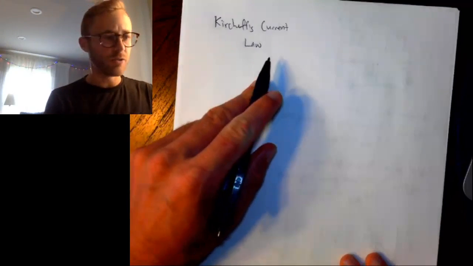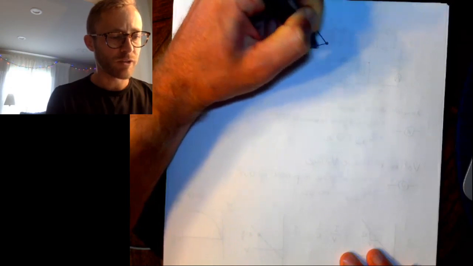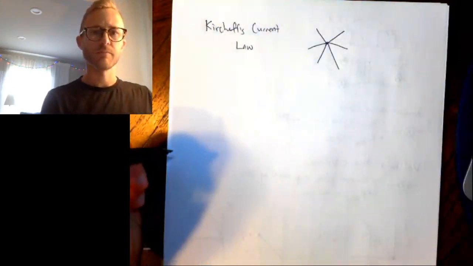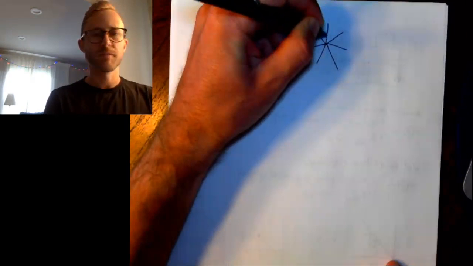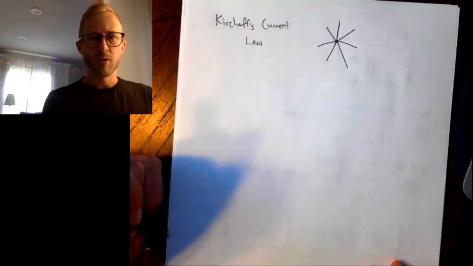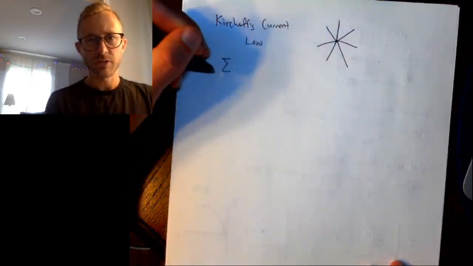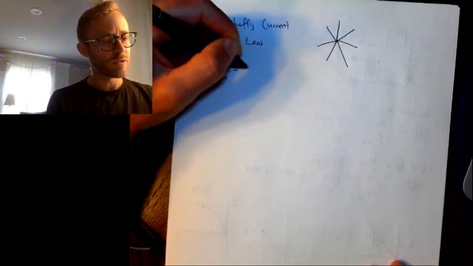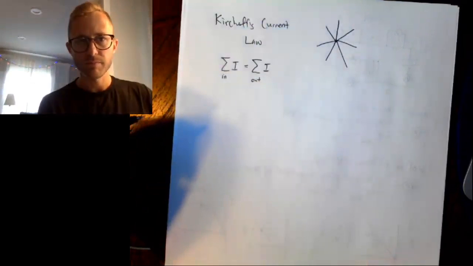Kirchhoff's current law has to do with a junction of wires. So let's say I have some wires here. Maybe I have 6 wires, maybe 7 wires. Why not? 7 wires. So this is a junction. What Kirchhoff's current law says is the sum of the currents going into a junction has to equal the sum of the currents going out of the junction. Okay?